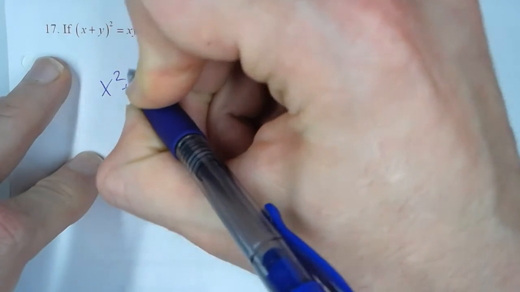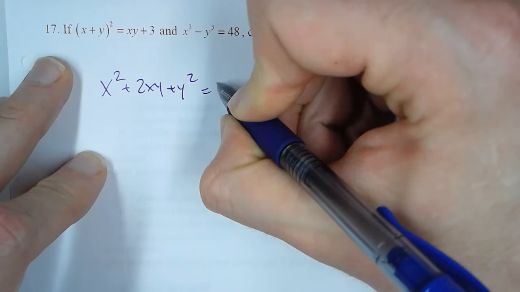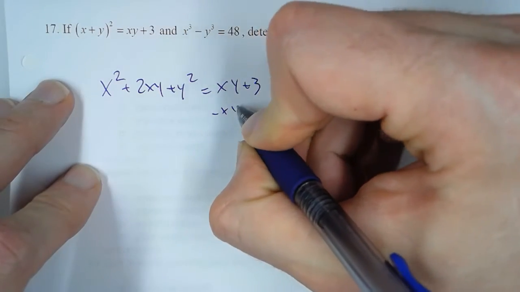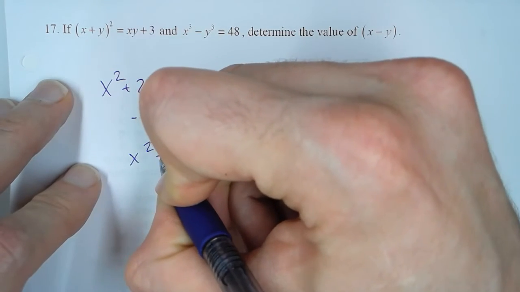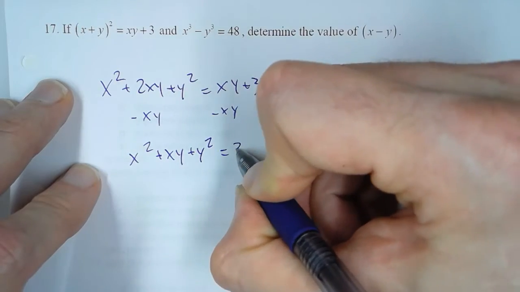That's x² + 2xy + y² = xy + 3. Now we can subtract xy and get that number by itself. x² + xy + y² = 3.